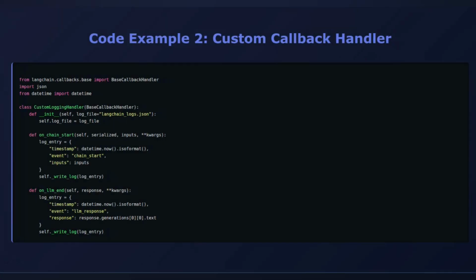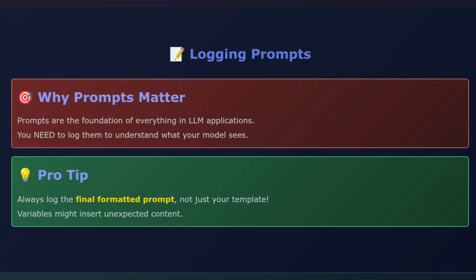Now, let's level up with a custom callback handler. Here, I've created a custom callback class that logs to a file. Every time a chain starts, we log it. Every time an LLM responds, we capture it. This gives us persistent logs that we can analyze later. The beauty of callbacks is that you can send this data anywhere: CloudWatch, Datadog, your own database, whatever fits your infrastructure. Now, let's talk about logging specific components.